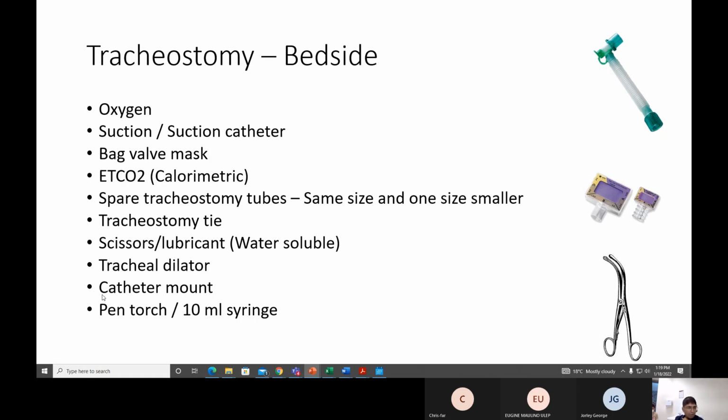If you are in the ward and you don't have a good light source, in ICU you always have a good light source. If you don't, then it's important to have a pen torch so that you can have good visibility, and a 10 ml syringe which is used for deflating or inflating cuffs. Sometimes if you are stuck, you can even use an NG tube and 10 ml syringe to suck the tracheostomy out.